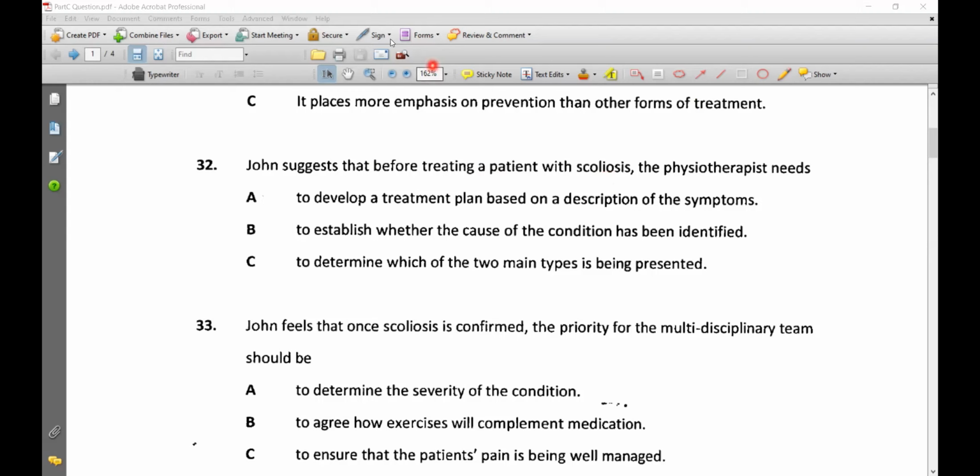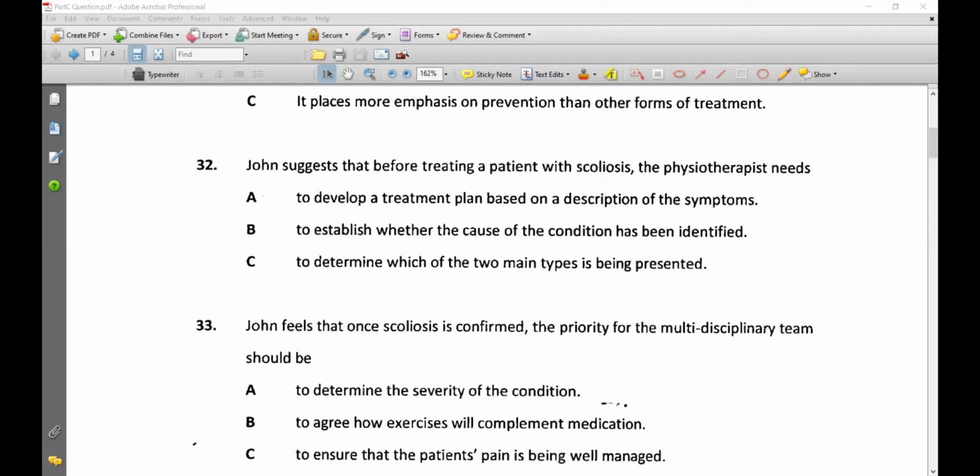Second question is about before treating a patient, the physiotherapist needs. So now you can imagine that probably now they are going to talk about treatment for scoliosis particularly, and probably they are going to give a stage-wise description. So this is before treating. So before you have developed an action plan for them, what all factors do you consider for that particular patient?